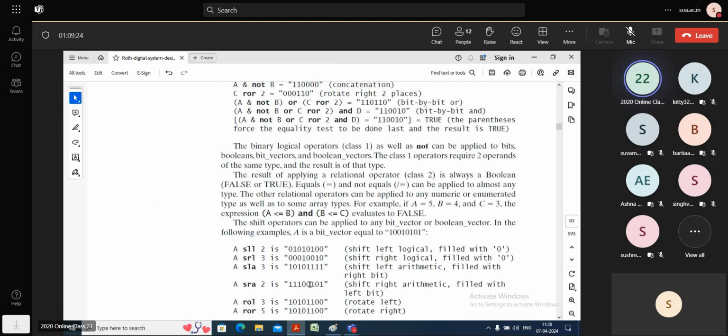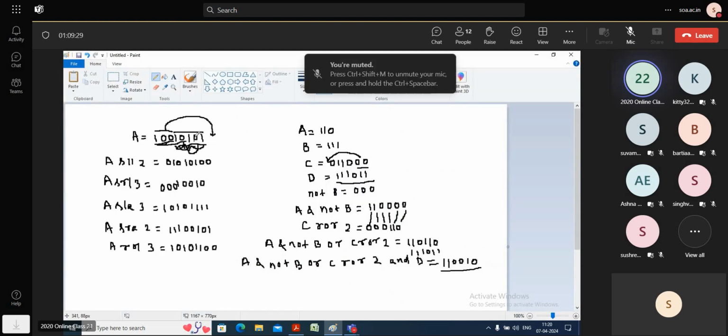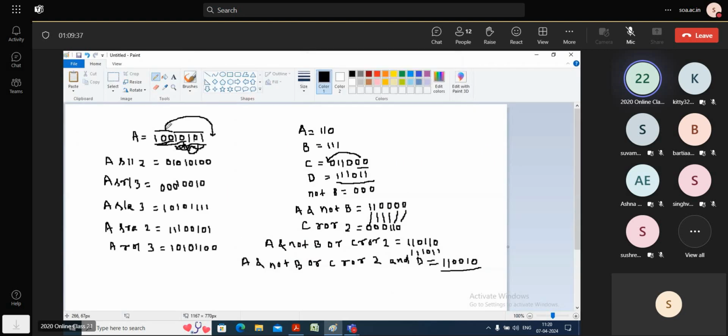So rotate left means what? We are rotating from the left. You should not think that we are rotating right. Rotate left means rotating from the left. So you can see that we are rotating from the left, here by 3 positions. These 3 will come here.